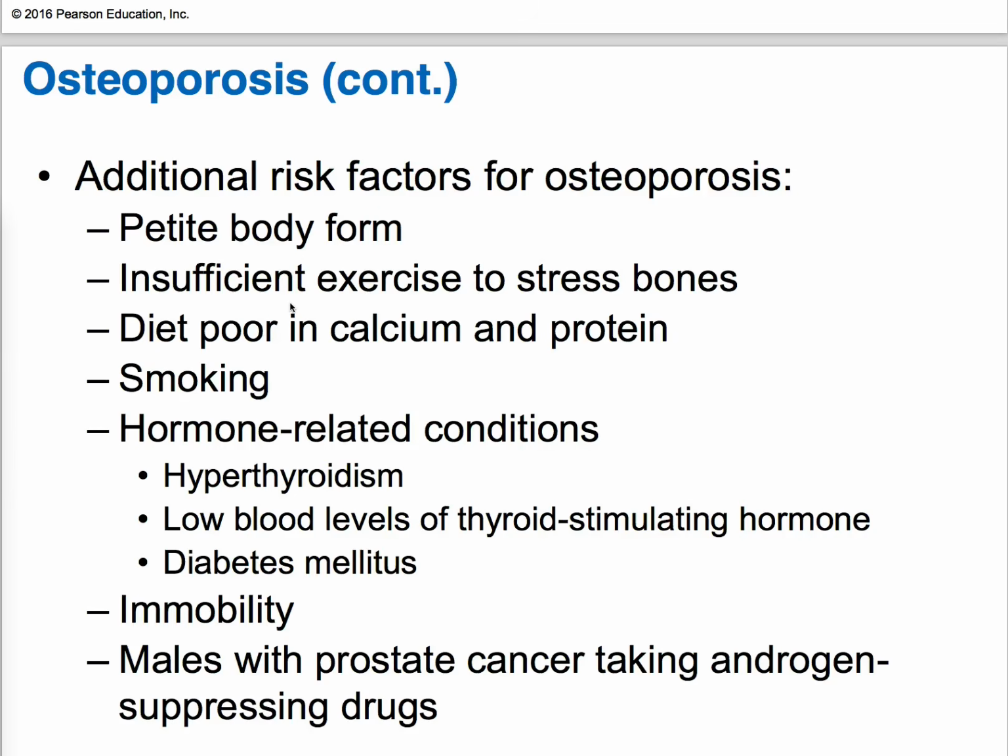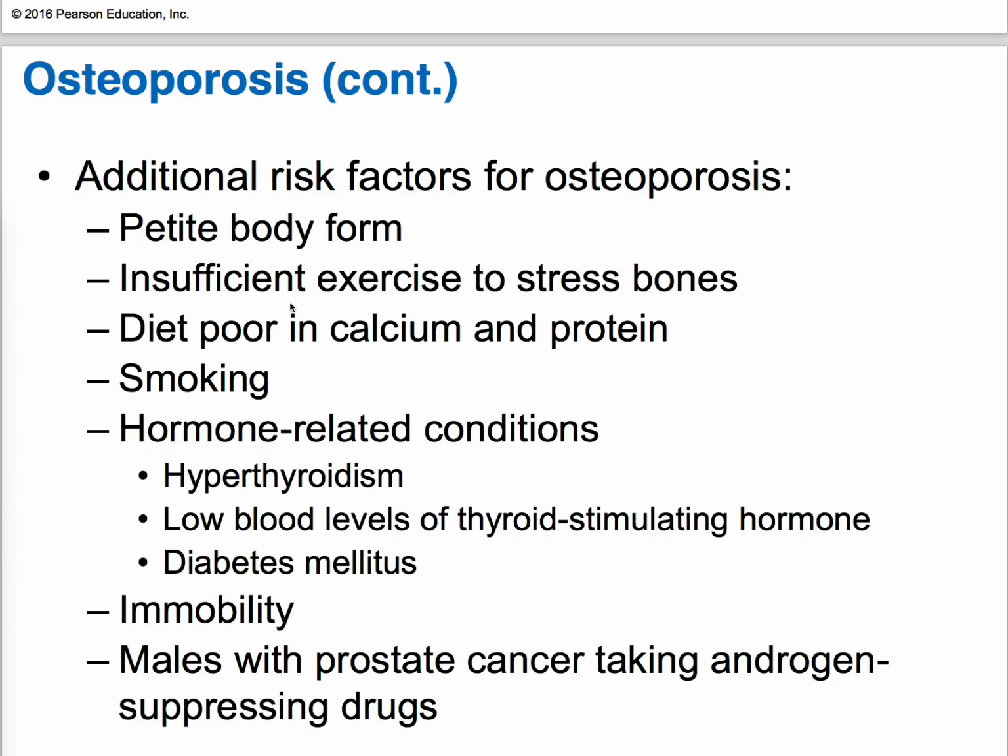Again, we talked about nutrition. If you have a diet that's poor in calcium and protein, that's going to increase your risk of developing osteoporosis. Also, smoking. Cigarette smoking is awful. Cigarette smoking affects bone density also, so it could contribute to osteoporosis. We talked about estrogen and hormones, how they play a role in bone density and bone formation. Well, hyperthyroidism can also affect your risk of osteoporosis. Low blood levels of thyroid stimulating hormone, in addition to diabetes mellitus, all these will affect your chance of developing osteoporosis.